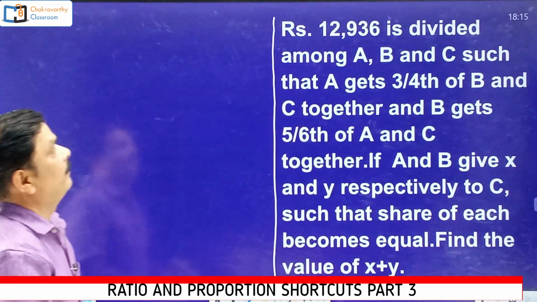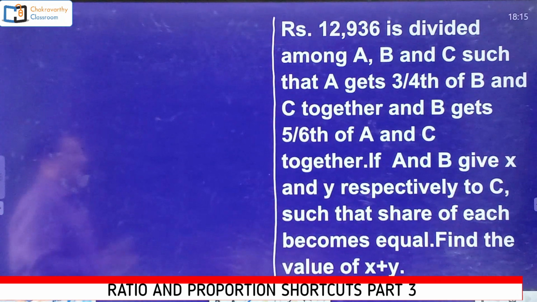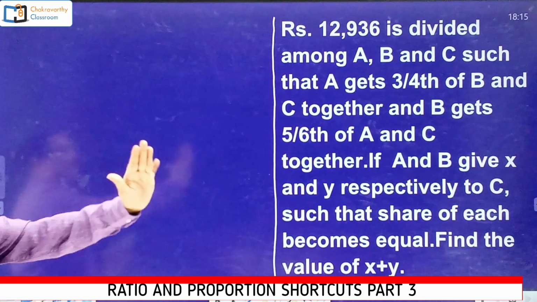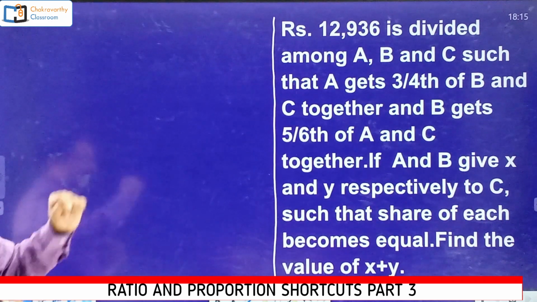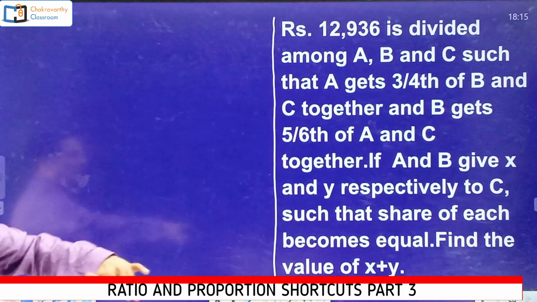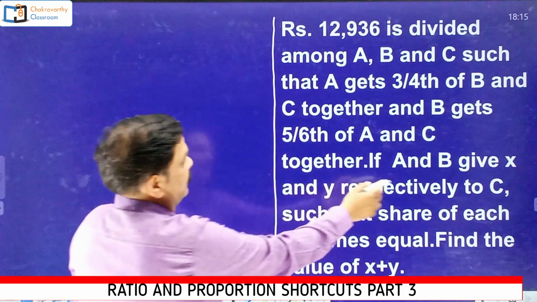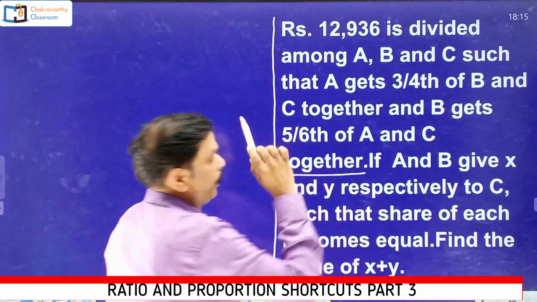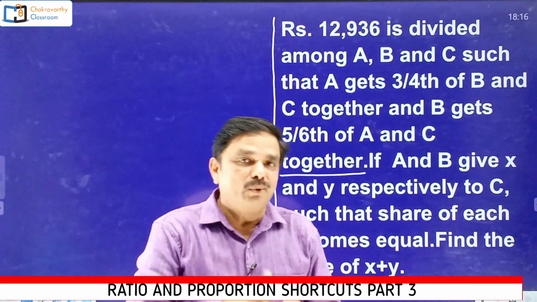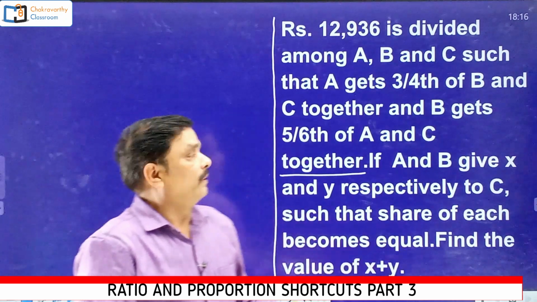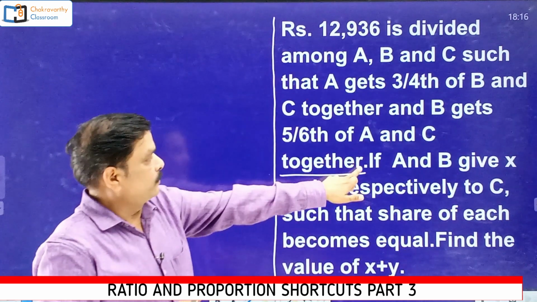Okay, what they have given: rupees 12,936 is divided among A, B and C such that A gets 3/4 of what B and C together get, and B gets 5/6 of what A and C together get. We have done this type of problems previously also. Even on YouTube I have explained this one. Generally, they give a question like this up to this extent.